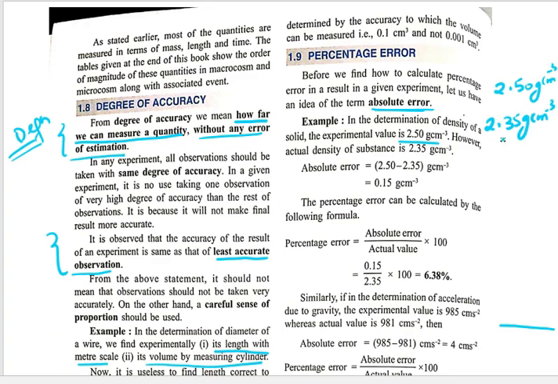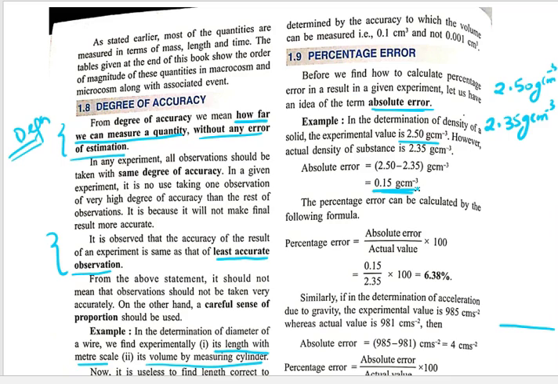Absolute error will be the difference of the actual measurement minus experimental measurement. Okay, so if we subtract that we will get the absolute value, or sorry, absolute error. So absolute error will be the difference of the experimental value minus the actual value. So this will be our absolute error.